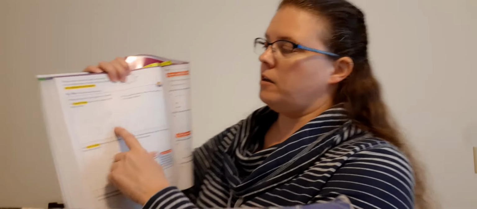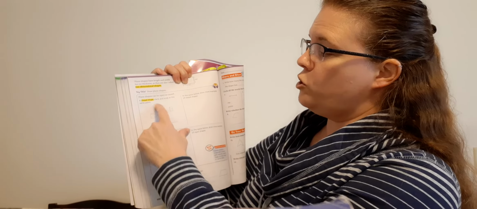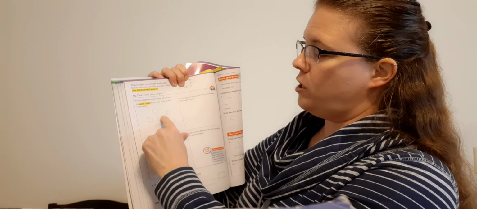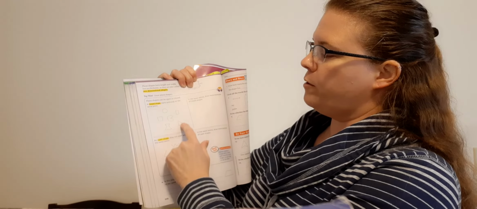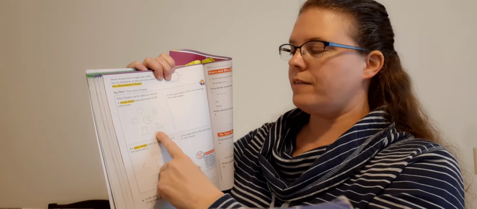Plane shapes can be open or closed. Okay, that simply means, here, look, a closed shape starts and ends at the same point. So closed shape, closed shape, closed shape. Looks like Pac-Man. Closed shape, closed shape, closed shape. There's nowhere there's an opening. You can't get out of that shape.